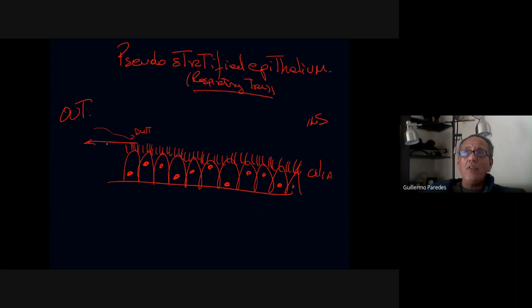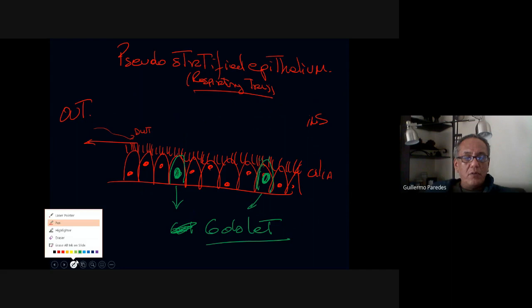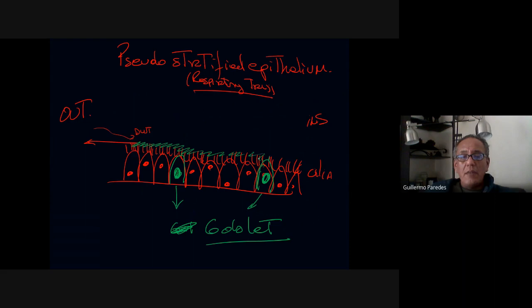But here we have some changes. Some of these pseudo-stratified epithelium cells are going to modify and specialize. These cells with big nuclei, with cilia too, are called goblet cells. These goblet cells are going to secrete mucus. I'm going to make it green because mucus. Yeah, the mucus. Put your finger in your nose to take mucus. So that is mucus.